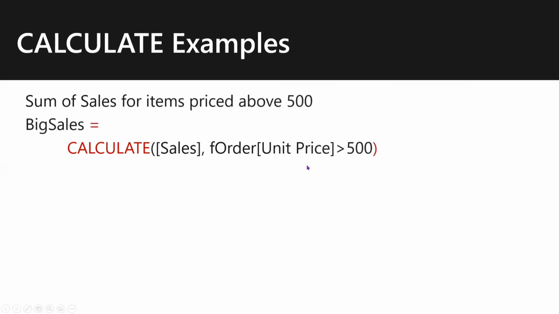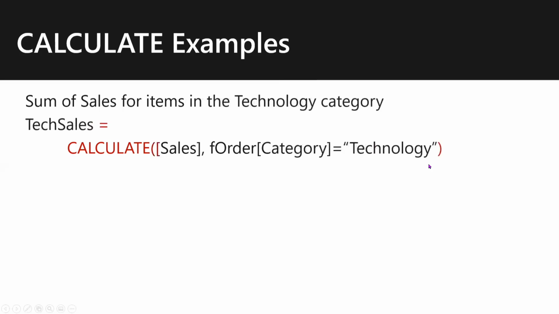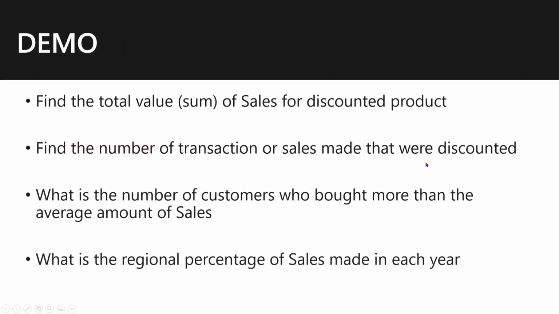So we want the sum of sales for items priced above 500. We are going to have something like this: order unit price, the field, greater than 500. Then it's going to sum it for you. So it's not going to sum everything based on the previous filter context that you have. When you have technology also, let's say you have a sales category called technology for some products, then this is going to be the tech sales. And this sales over here is going to be an expression, and this is going to be your new filter. And that is it about CALCULATE.